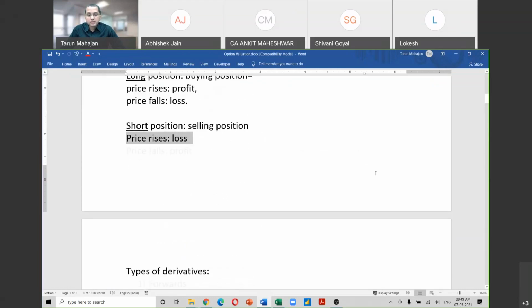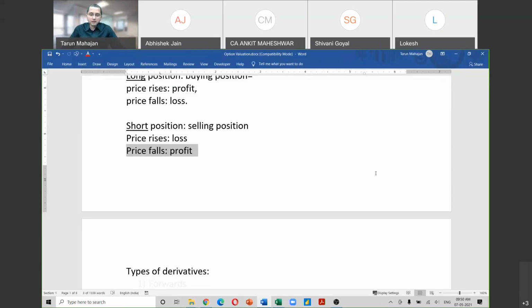The short position makes a loss if the price rises. You agreed to sell at 47,000. If price rises to 50,000, still you will have to sell at 47,000, so you'll make a loss of 3,000. You agreed to sell at 47,000 and the price falls down to 40,000. Still you have the right to sell at 47,000 rupees. So you'll make a profit.